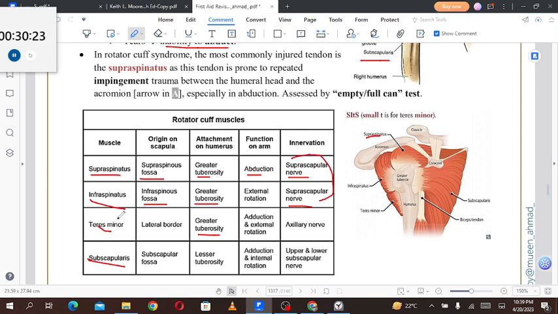Then we have the teres minor muscle. It originates from the lateral border of the scapula. Attachment on the humerus is at the greater tuberosity. Function on the arm is adduction. Remember, it is an adductor, and external rotation. So adduction and external rotation. Innervation is by the axillary nerve. Then the subscapularis muscle. Origin on the scapula is the subscapular fossa, which is on the anterior aspect of the scapula. Attachment on the humerus is the lesser tuberosity. Function on the arm is adduction and internal rotation. And innervation is by the upper and lower subscapular nerves.